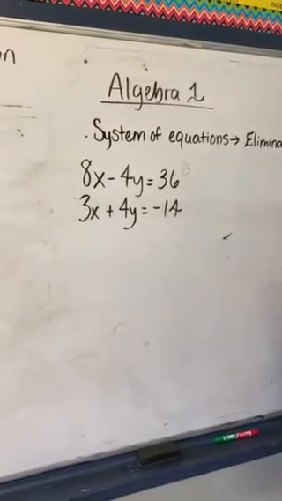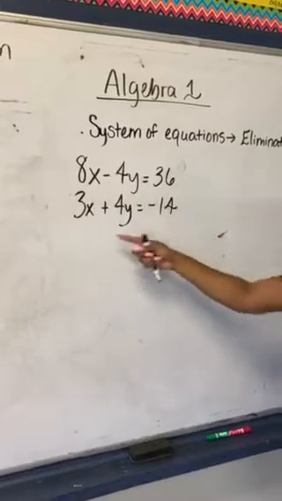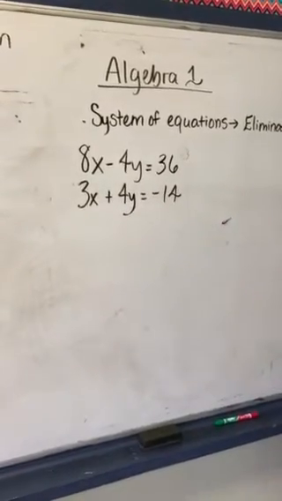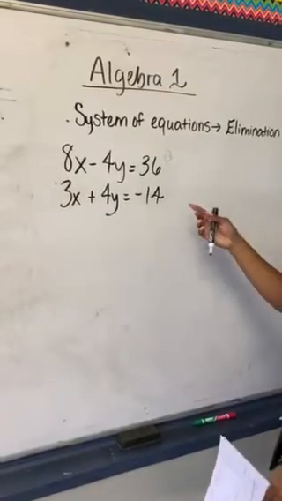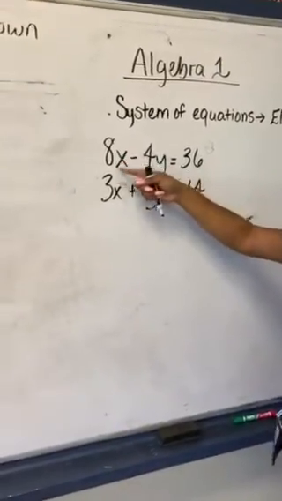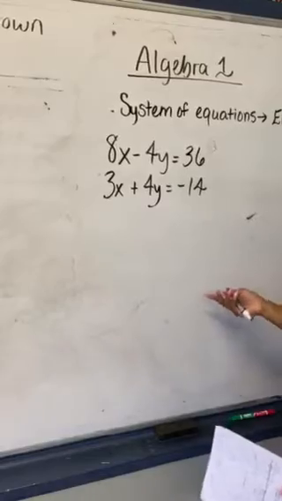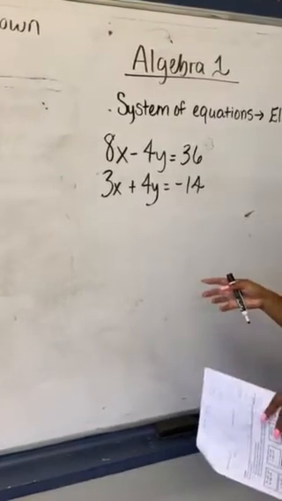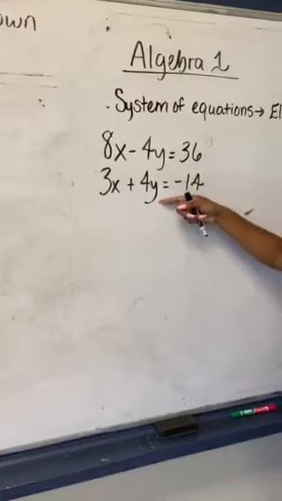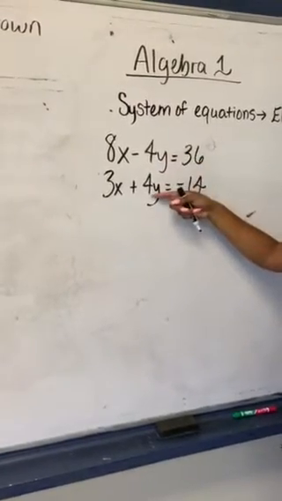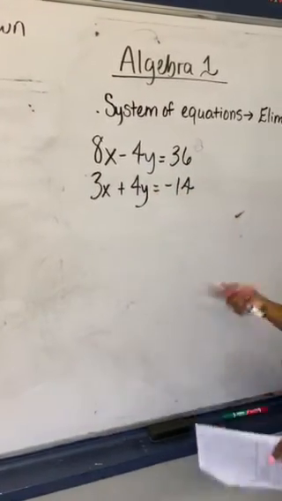So the first step I'm going to do is look at my system of equations, before I even think about my solution, to see which term I can eliminate. Here I notice that 8 and 3 are not the same constant, so they're not going to cancel each other out. The next term that I have is negative 4y and a positive 4y.